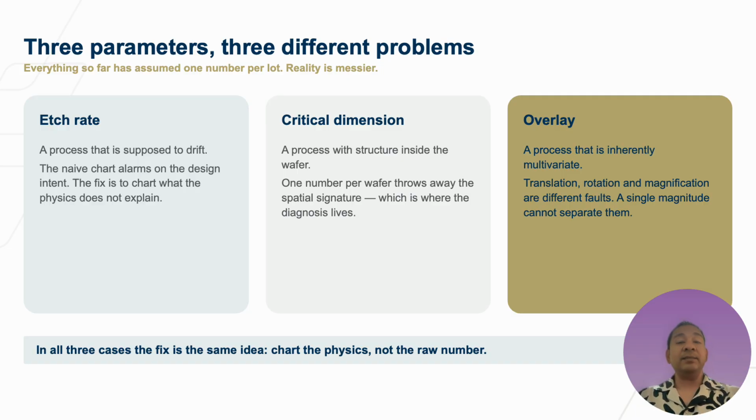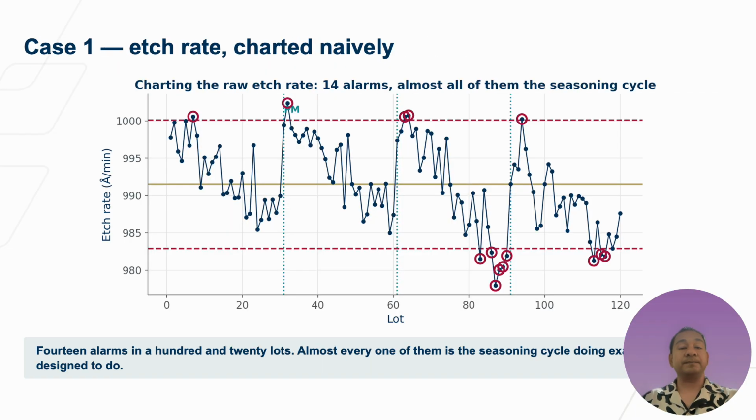Overlay is inherently multivariate. Translation, rotation, and magnification are different faults with different fixes, and a single magnitude cannot separate them. In all three cases, the fix is the same idea, and I'll say it three times today: chart the physics, not the raw numbers. Case 1, etch rate.